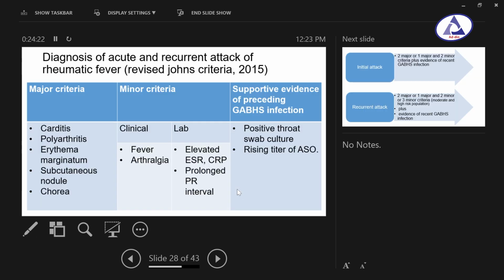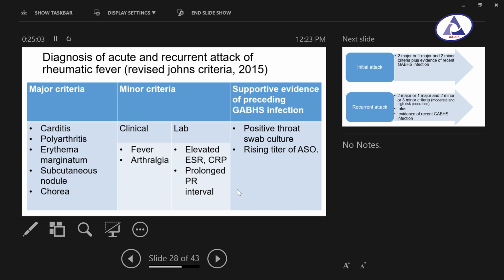Now we see the diagnostic criteria of acute and recurrent attack of rheumatic fever, which depends on the revised Jones criteria 2015. There are some major criteria, minor criteria and other supportive evidence of preceding group A beta hemolytic streptococcal infection. Then what are the major criteria? We have already discussed: migratory polyarthritis, carditis, erythema marginatum, subcutaneous nodule and chorea, Sydenham chorea.